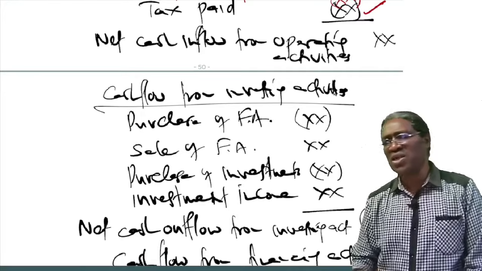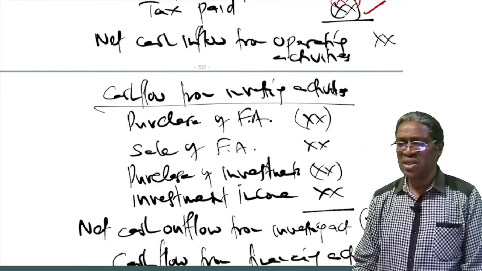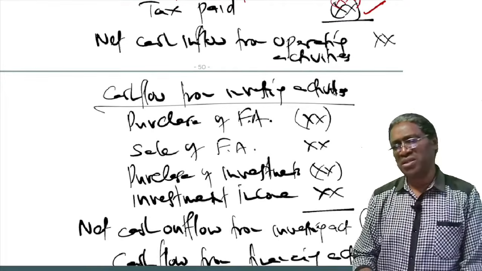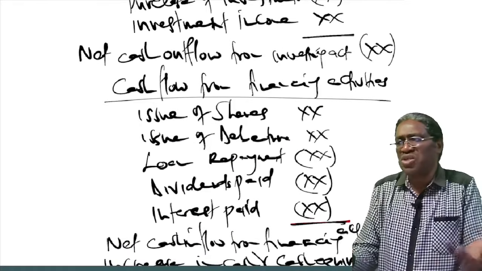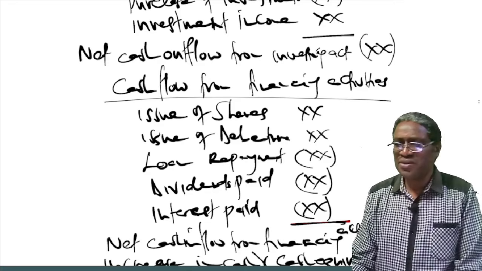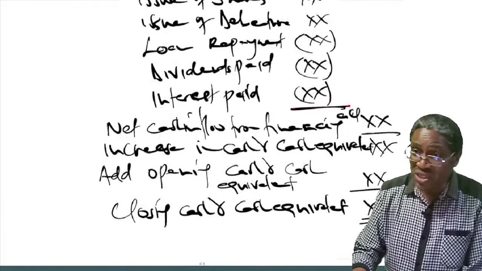Put it there and say sale of motor vehicle, 2 million. Then from there, you realize financing. Maybe you are told during the year the company issued shares for 2 million or whatever. Okay? Then listen to this now.